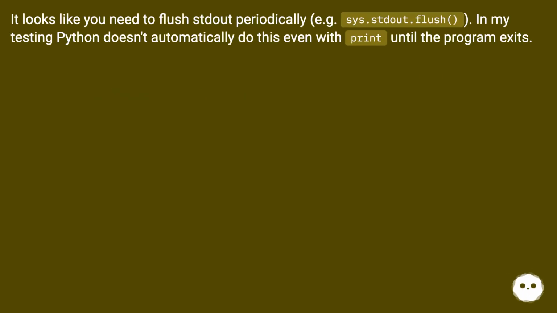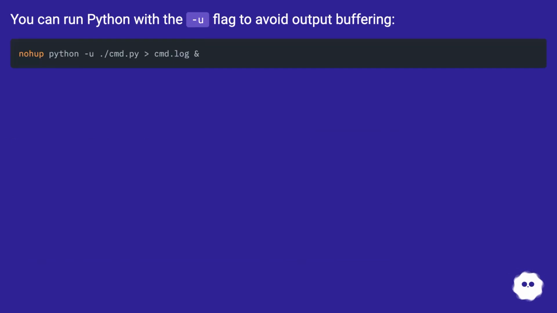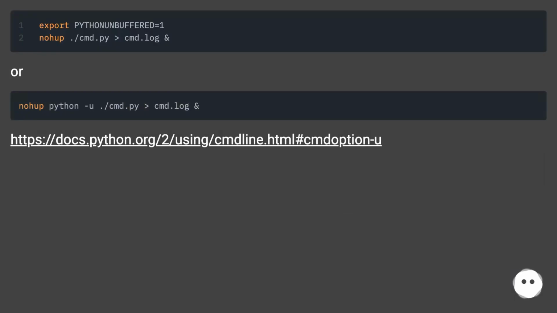It looks like you need to flush stdout periodically, e.g. sys.stdout.flush. In my testing, Python doesn't automatically do this, even with print, until the program exits. You can run Python with the -u flag to avoid output buffering. Or this URL.